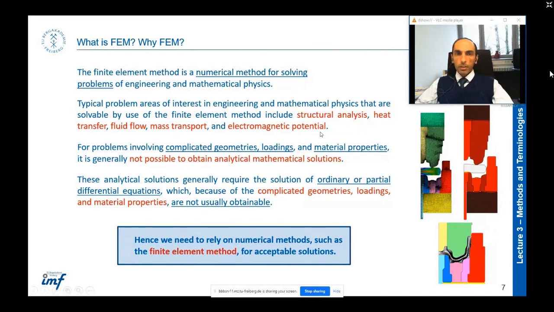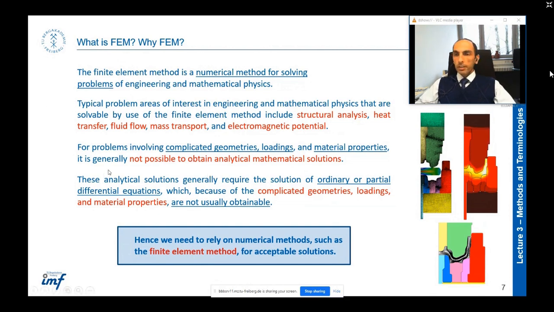So different kinds of processes and physical phenomena can be simulated by finite element. Structural analysis, with which the finite element method started and then developed to other branches of science, and heat transfer, fluid flow, of course with finite volume, and mass transport and electromagnetic potential, and many other examples you can find for using finite element in the simulation of processes.